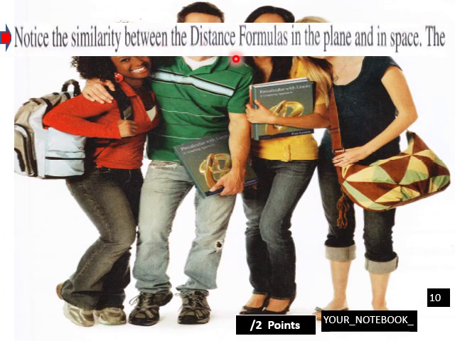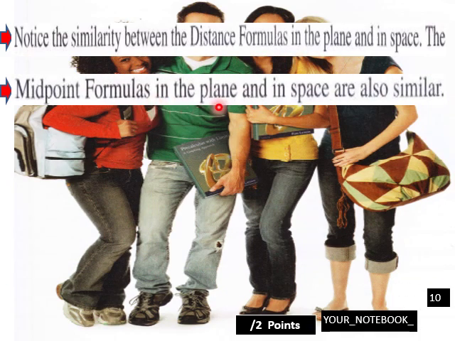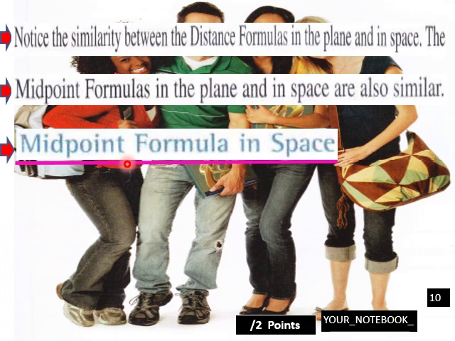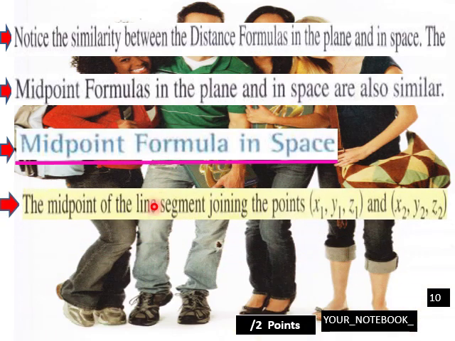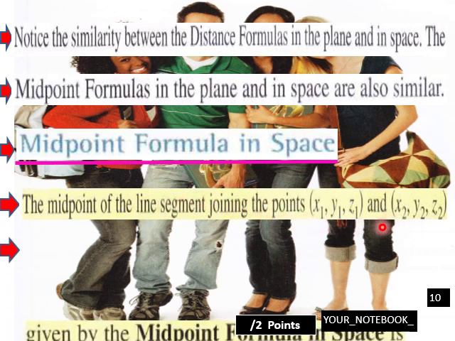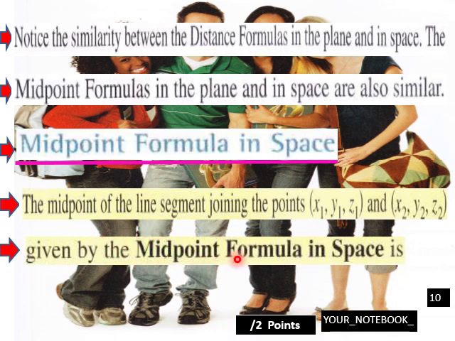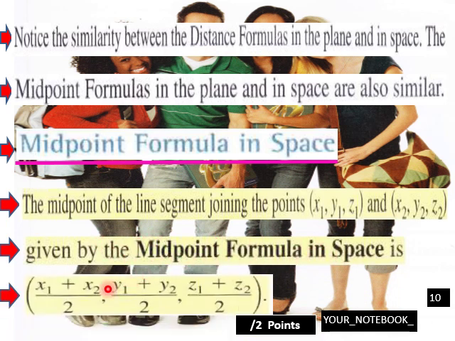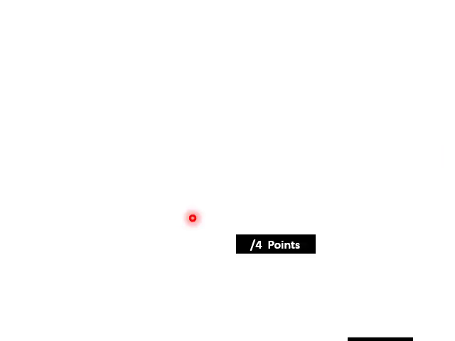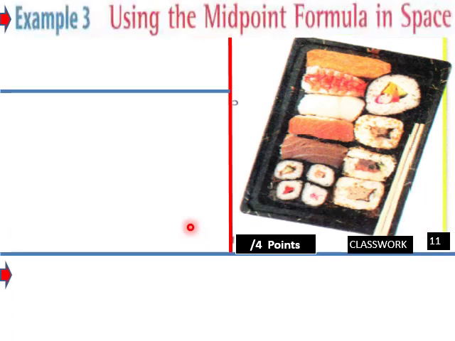Notice the similarity between the distance formulas in the plane and in space. The midpoint formulas in the plane and in space are also similar. So the midpoint formula in space: the midpoint of a line segment joining points x1, y1, z1 and x2, y2, z2 is given by x1 plus x2 over 2, y1 plus y2 over 2, then z1 plus z2 over 2. So that sounds about right.